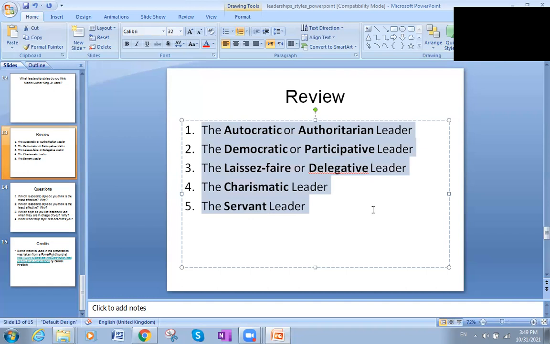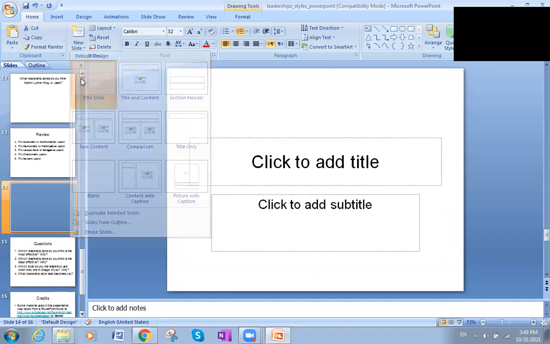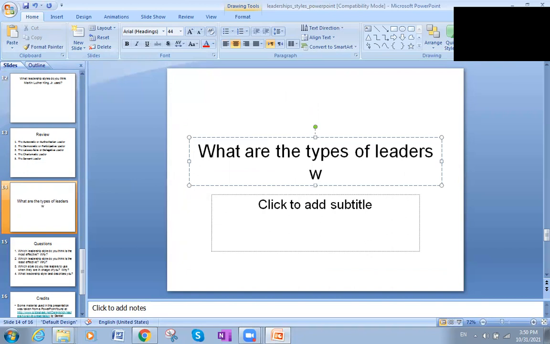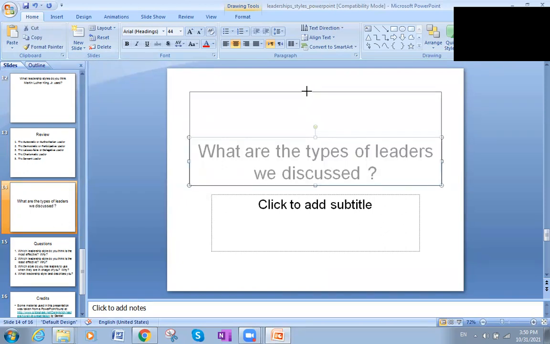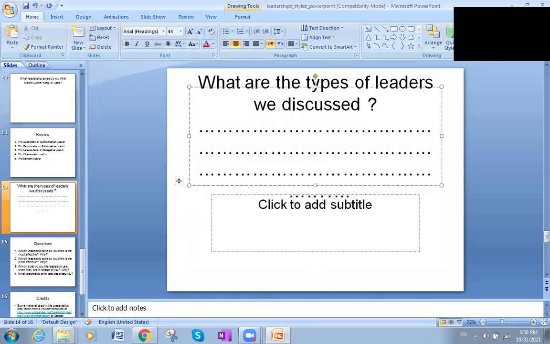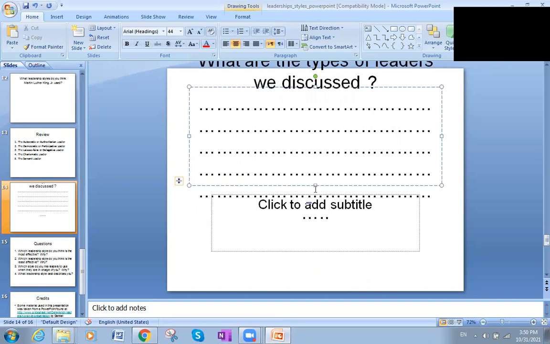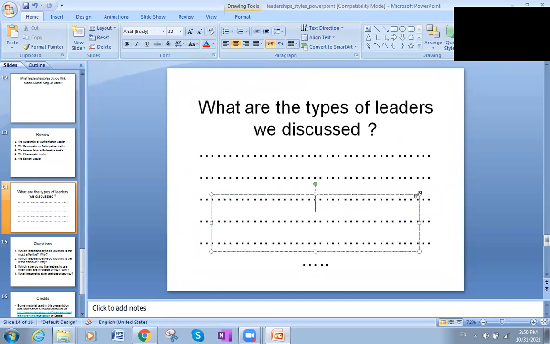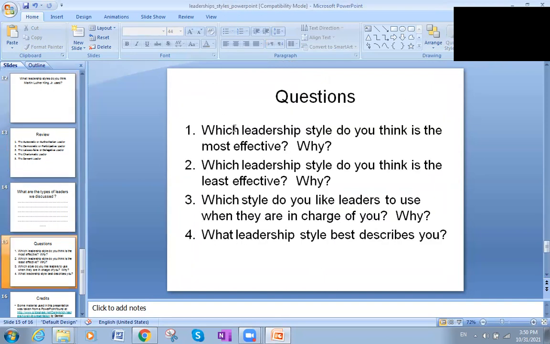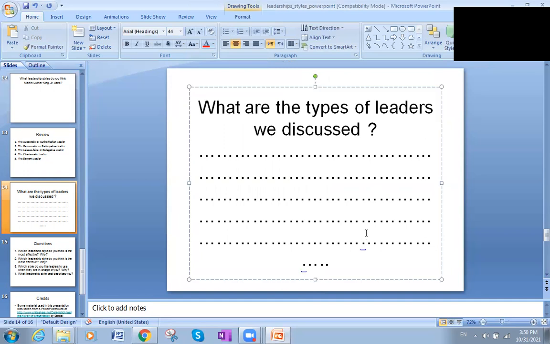Let me also put a question here so that you will not forget the types of leaders. I know it's not too much questioning. What are the types of leaders that we discussed previously here? We have many types of leaders. Those are the main types which we discussed before, and that's what I want you to know in this part.